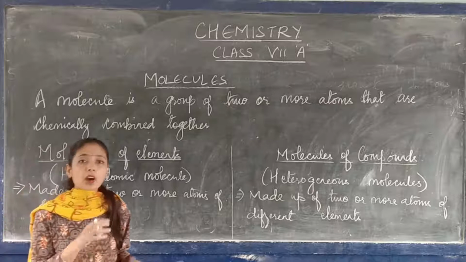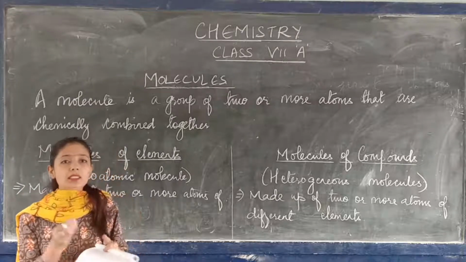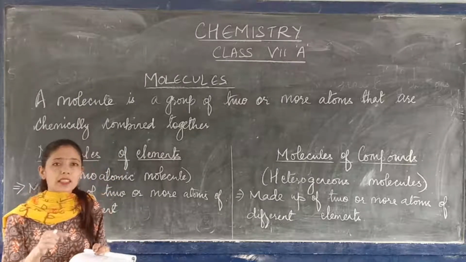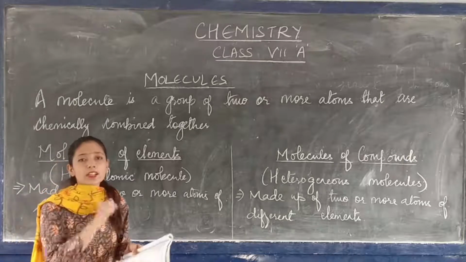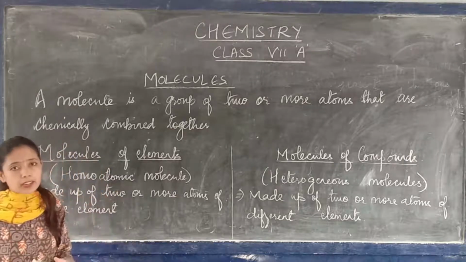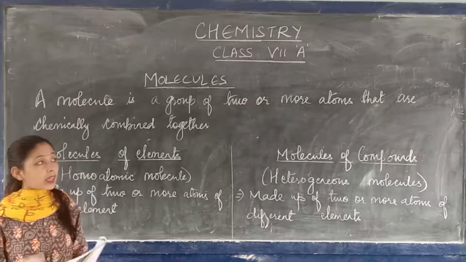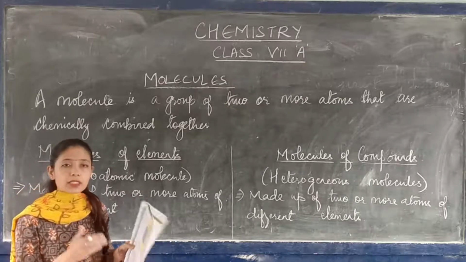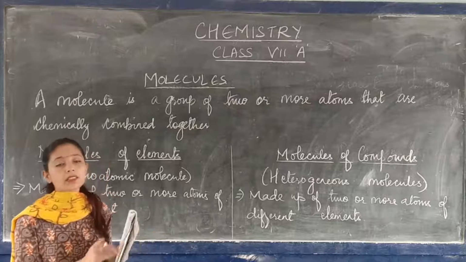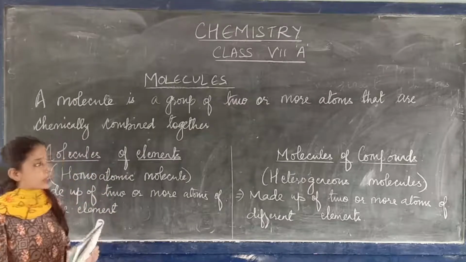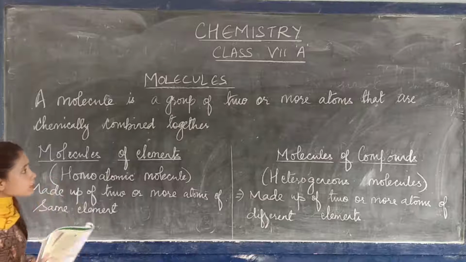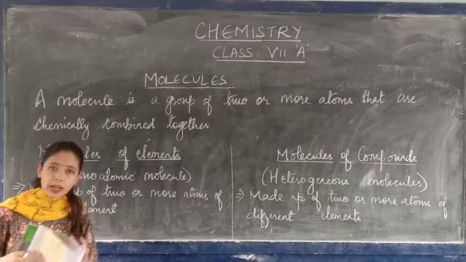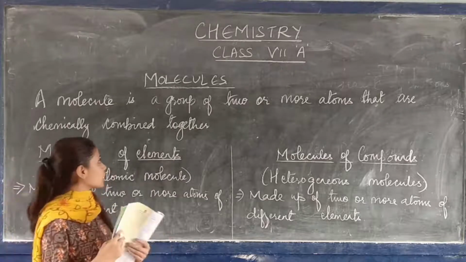Say for example, oxygen does not exist as a single atom. Oxygen always exists as O2. That means two atoms of oxygen combine together to form one molecule. Okay, O2. Similarly, hydrogen also, H2, chlorine, Cl2, meaning those elements do not exist independently. So when two or more atoms combine together, they will form a molecule.